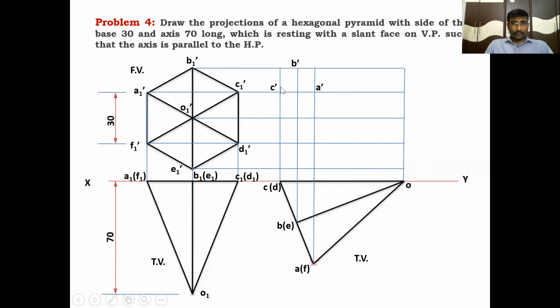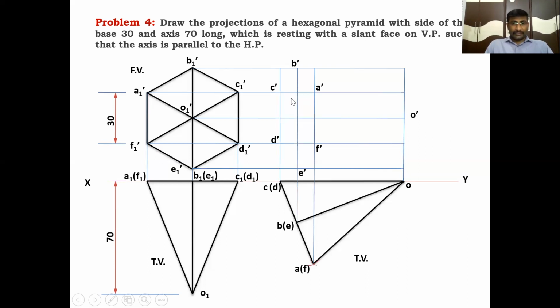And C dash is the point of intersection between the C line and C1 dash line. And D dash is the point of intersection between the D line and D1 dash line. And E dash is the point of intersection between the E line and E1 dash line. The corresponding intersection points we have to locate. And F dash is similarly the point of intersection between F and F1 dash line. This is F dash. And finally, we have to locate the apex point, that is the point of intersection between the O line and O1 dash line, which is O dash. This is the point O dash.